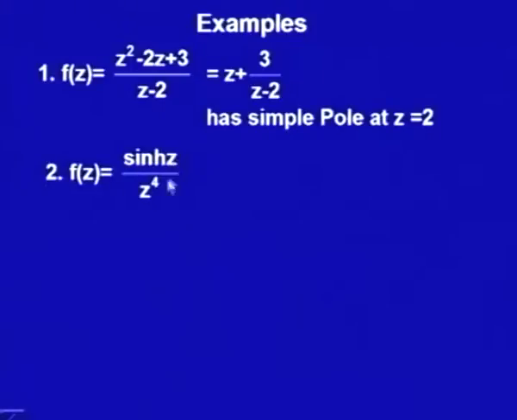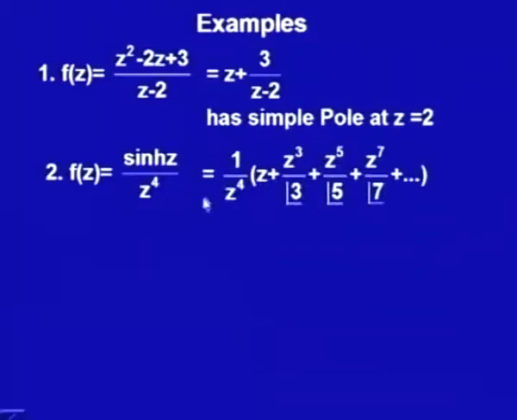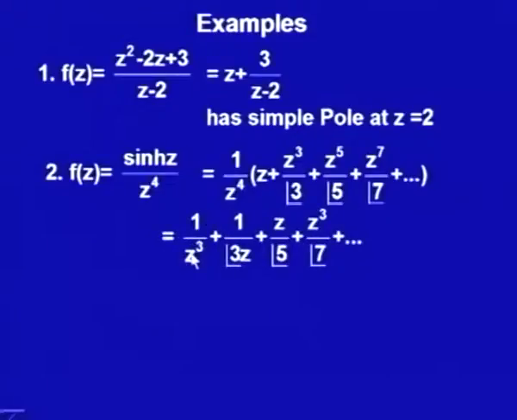Take sinh z / z⁴. Let us write the Maclaurin series for sinh z. It is z + z³/3! + z⁵/5! and so on, and z⁴ is in the denominator, so we multiply by 1/z⁴. What would I get? I would get 1/z³ + 1/(3! z) + z/5! + z³/7! and so on.